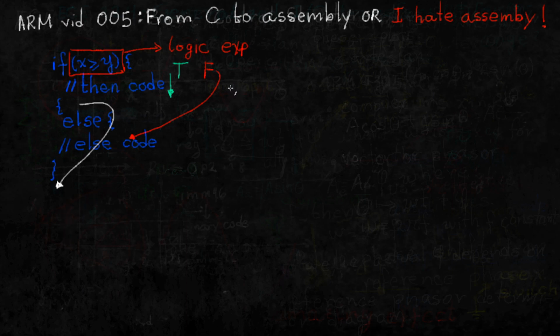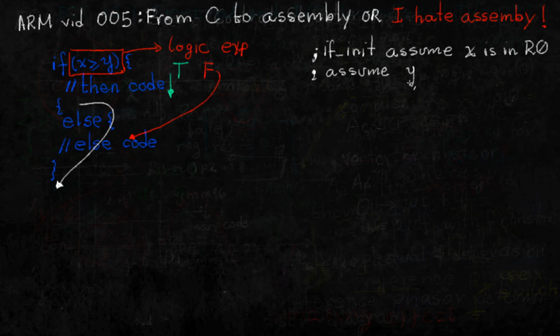So let's go and write this part first. So we have for the if statement the initialization. This is really not very interesting for this example, but basically on the if init you would put the loading of any registers that are required to be set up before we can test the logic expression. So in this case, I'm just going to assume that X is in R0 and that Y is in R1.